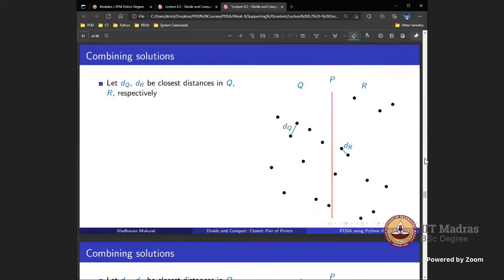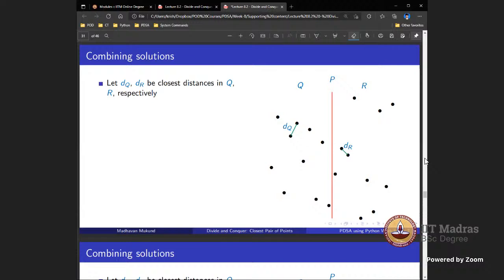Now the combining step. Whatever you do on splitting, in the split region, dq represents the smallest distance between any 2 points in region Q. Similarly, on region R, dr is the smallest distance between any 2 points. So whatever we did is with respect to these regions only.